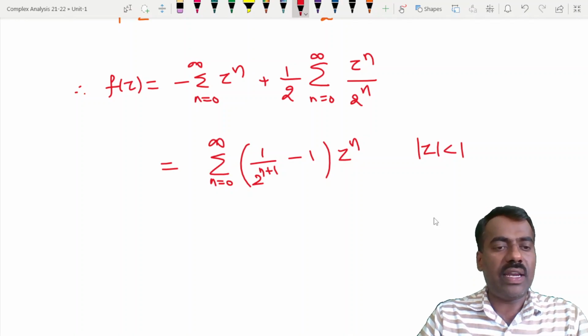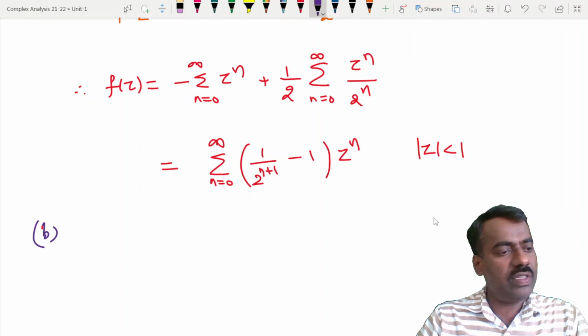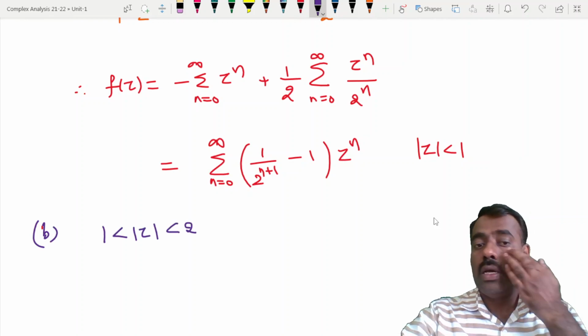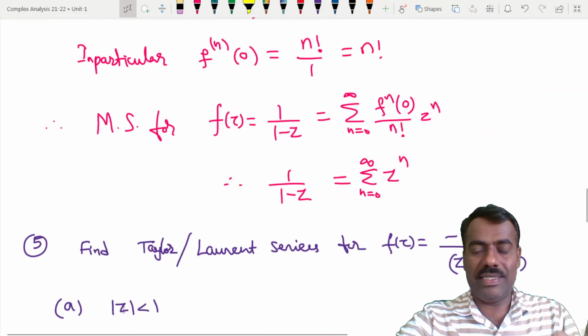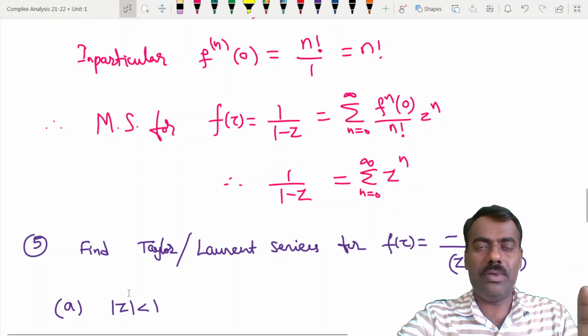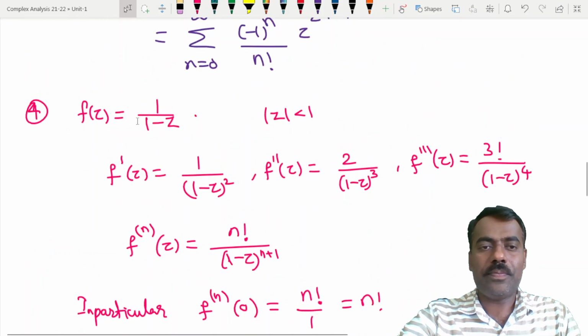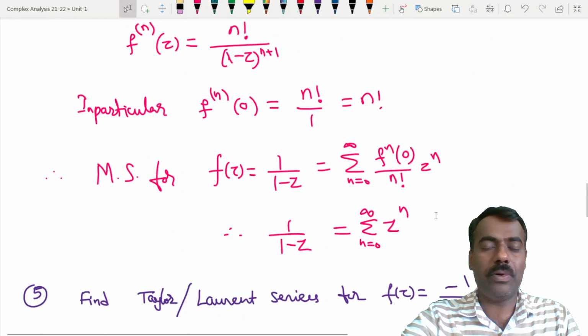Okay, fine. Now consider our second domain, which is 1 less than mod z less than 2. Every time the idea is we will try to get something like mod z prime less than 1. If you can make it that, then for 1 by 1 minus that z prime, we know the value is summation z prime power n.